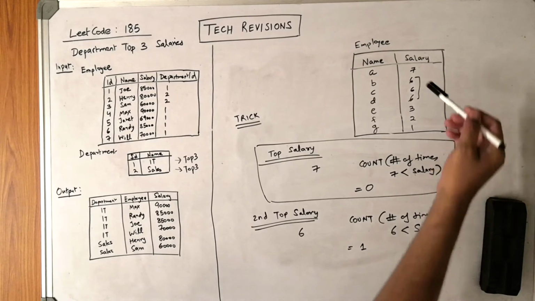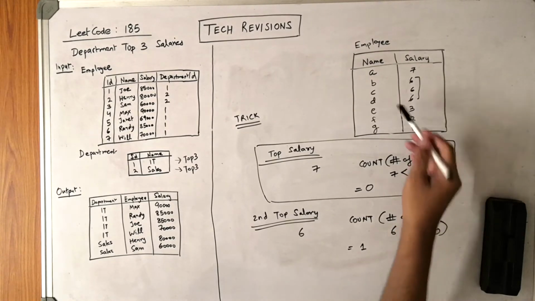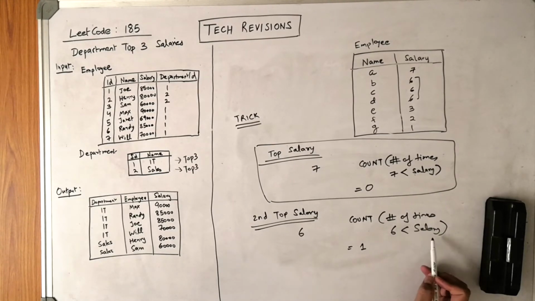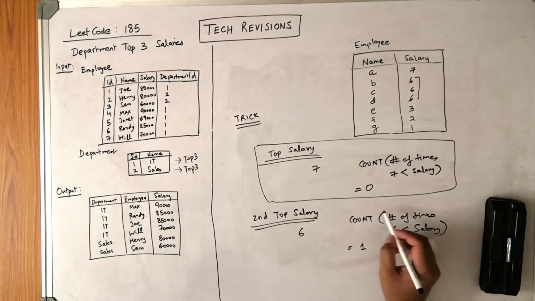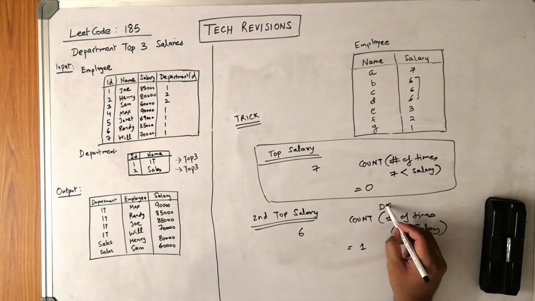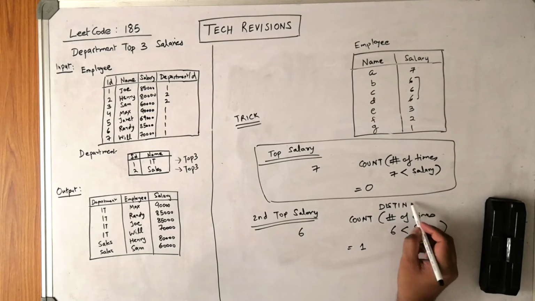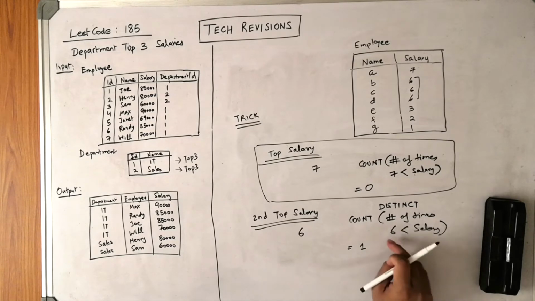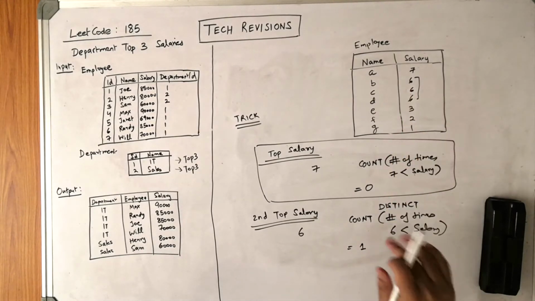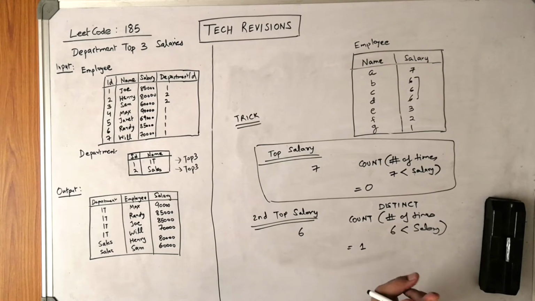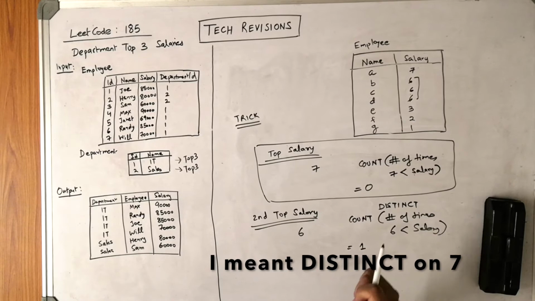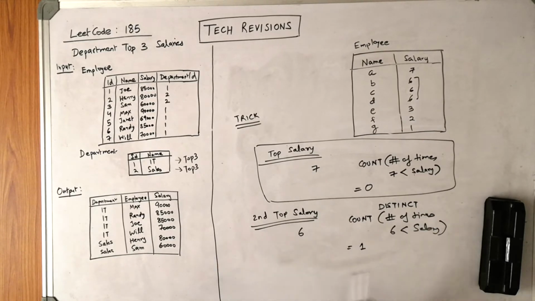But remember, what if 7 was repeated over here? If 7 was repeated, then your count will be more than 1. So what we would like to do is count the number of times 6 is less than salary, but put a distinct on this. So count for distinct value of such rows where 6 is less than. 6 could be less than 7, and if there is another 7, you could again find 6 is less than 7. The count becomes 2, but because you're doing a distinct on this value 6, you're just going to get 1. I will show you exactly how this works in SQL.